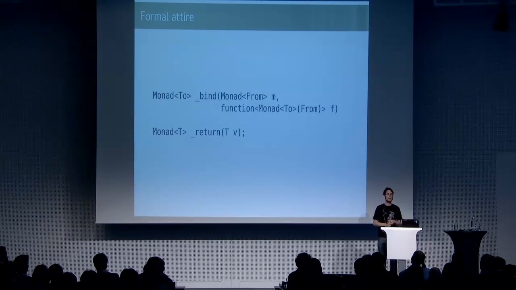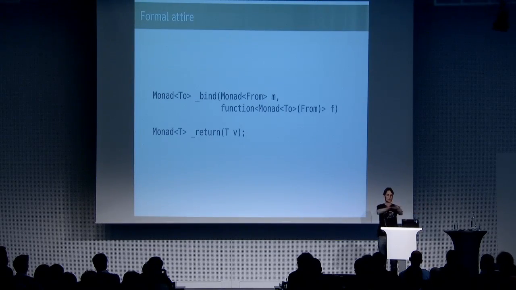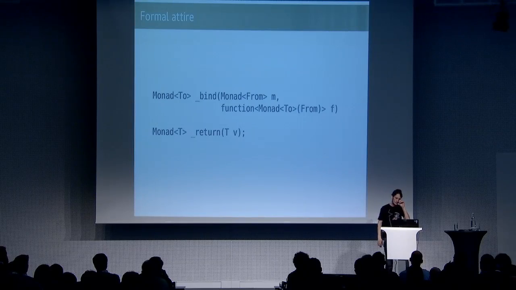So the idea is you apply a function to each of the elements. You get a bunch of monads, and then you merge them together into one. And then you get the result, a single monad of the type T2.